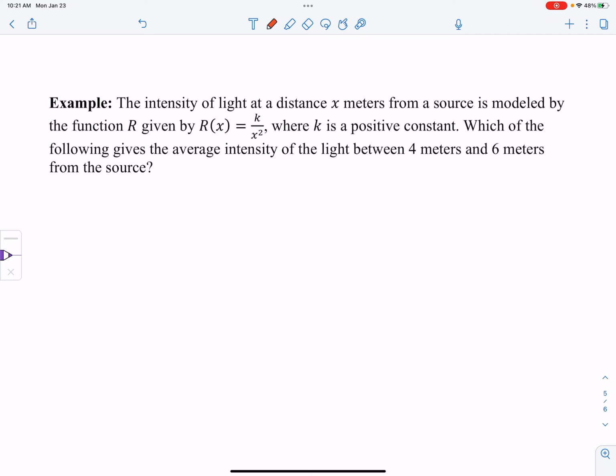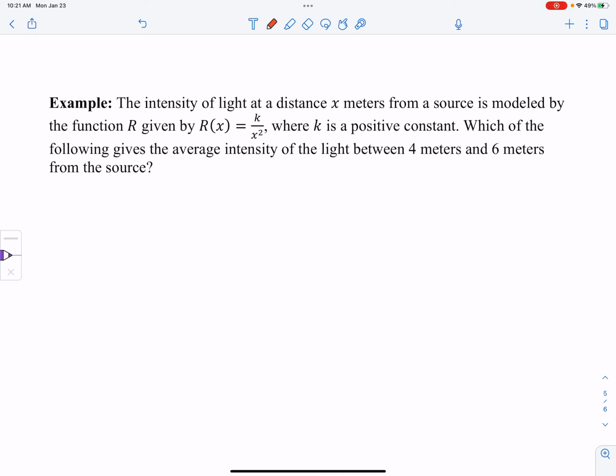Okay, the next example, the intensity of light at a distance x meters from a source is modeled by the function r, where r of x is equal to k divided by x squared, where k is a positive constant. Which of the following gives the average intensity of light between 4 meters and 6 meters? Sorry, guys, this was a multiple choice question on the College Board website that I pulled from. So I didn't give you the options for the answers. So we'll stop where the answer would have been.